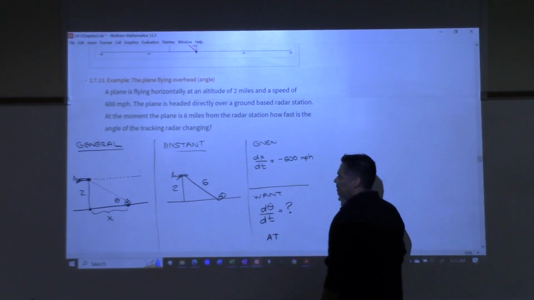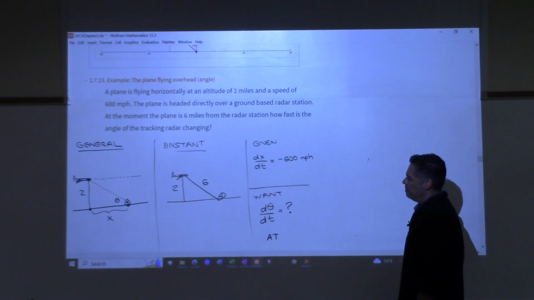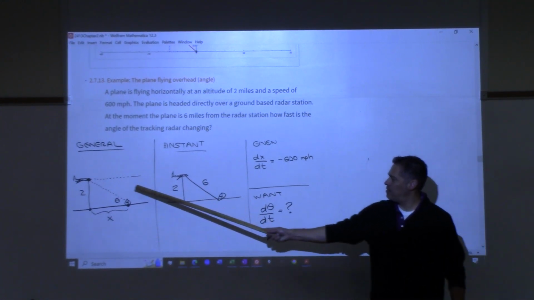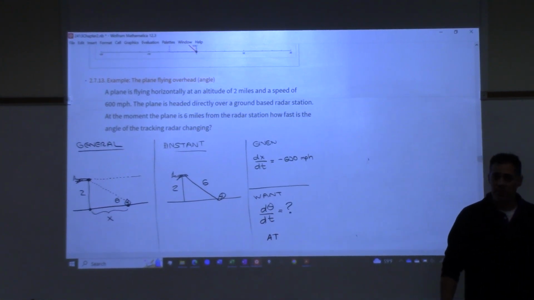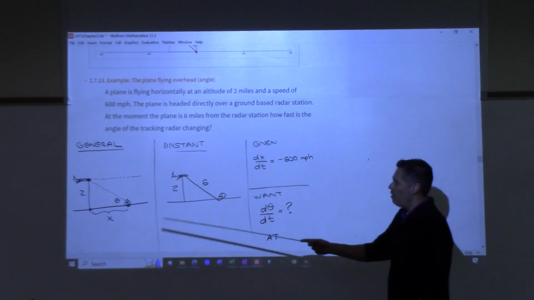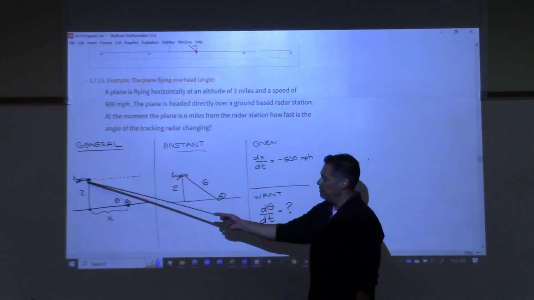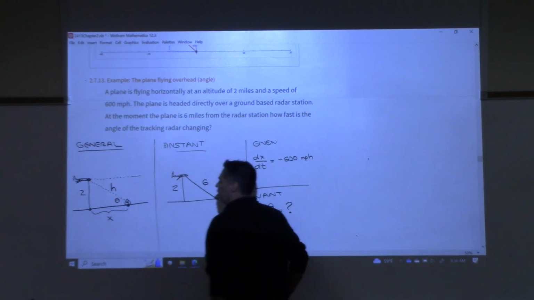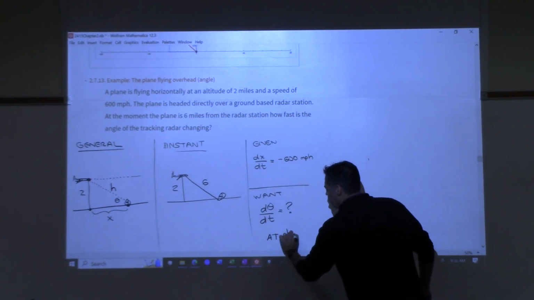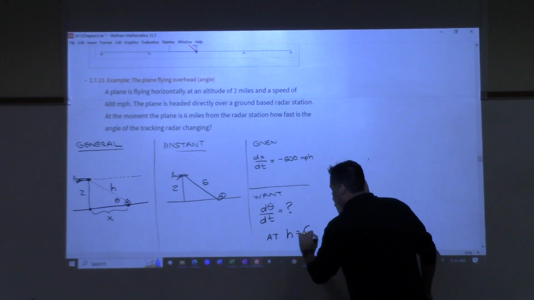At what, though? What is 6? We never labeled it, did we? 6 is this distance here, right? We never labeled it as a variable. So maybe we should label it. What do y'all want to call this distance from here to here? H, is that okay? H. So at the moment that H is 6.